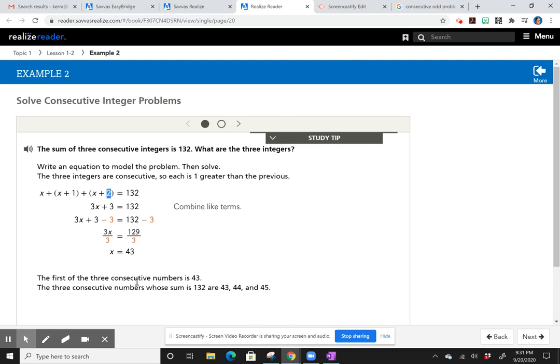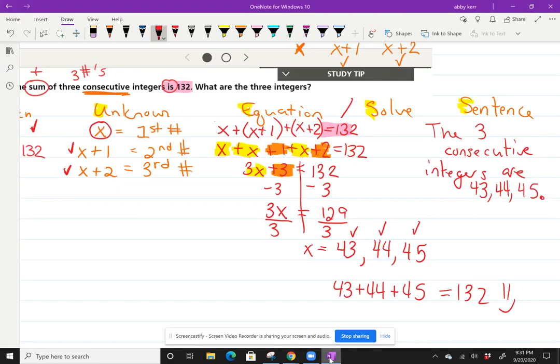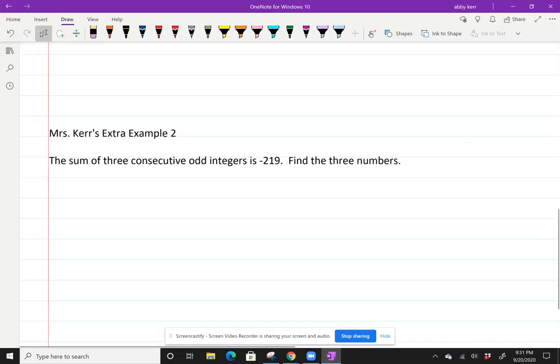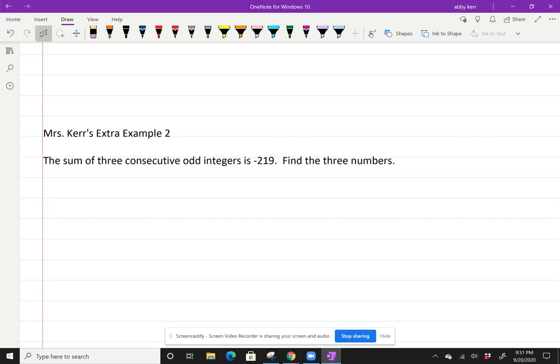So the first of the 3 consecutive numbers is 43. And then you just kind of fill in the second and the third. Now, instead of going to the your turn or the try it, I have one more extra example to give you that will help you. Now, this one is not in your book. This is just because I know you're going to need some extra assistance.